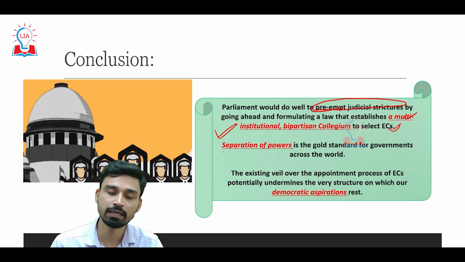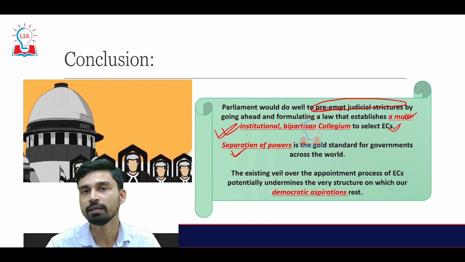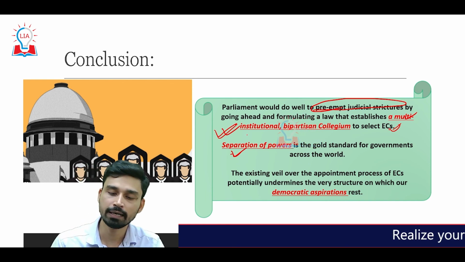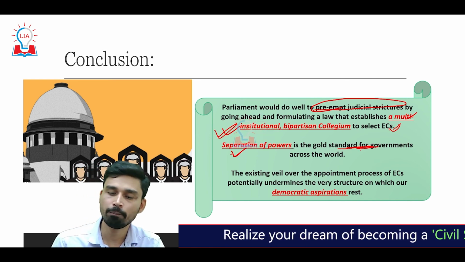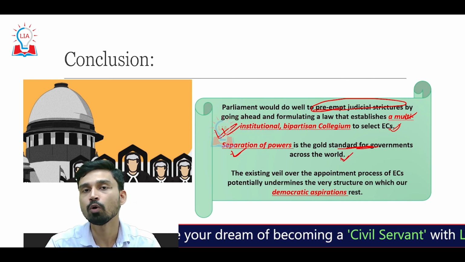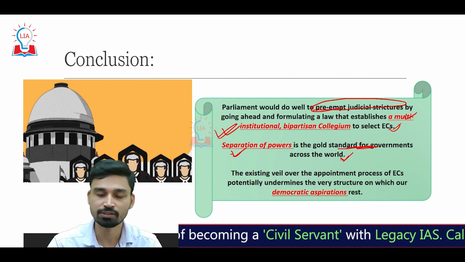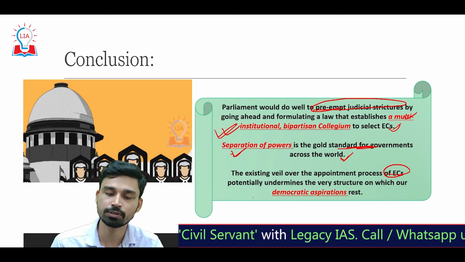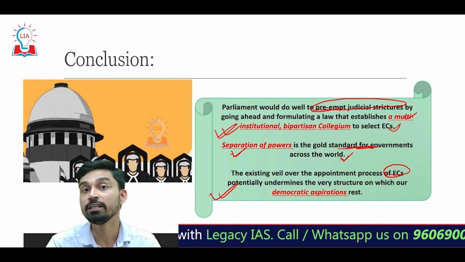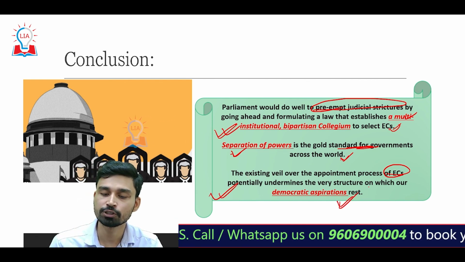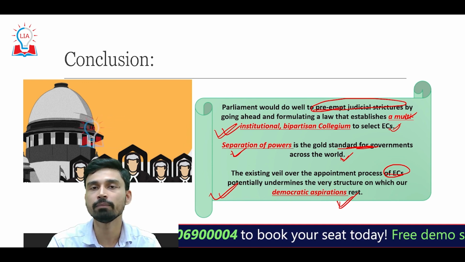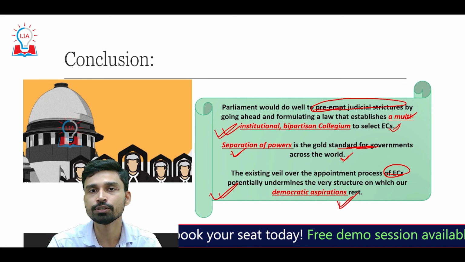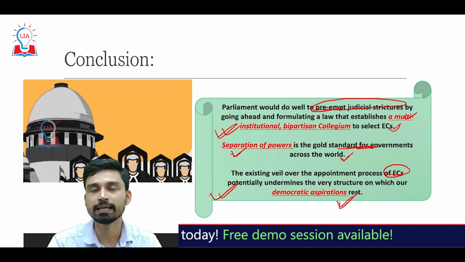This will also be a very important step in ensuring that the separation of powers between the executive, legislature and judiciary is maintained. And this is very important because the separation of powers is the gold standard for governments across the world in judging how successful or how democratic a governmental structure is. Thus the existing veil over the appointment procedure of election commissioners potentially undermines the very structure on which our democratic aspirations rest. And that is why it is high time we heeded the recommendations given by the earlier committees and introduced them in the ongoing or the next appointment procedure.